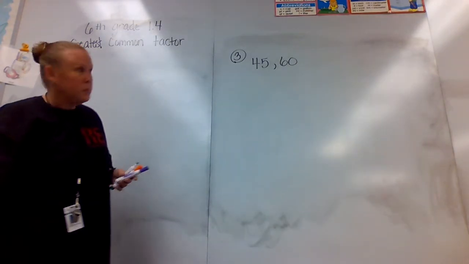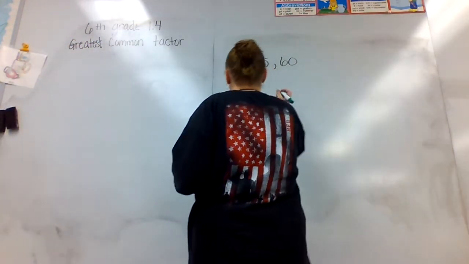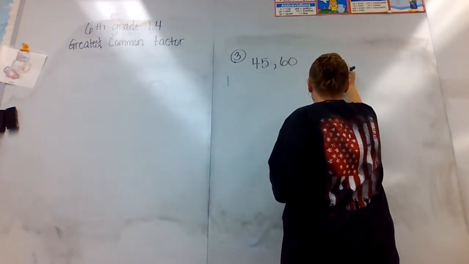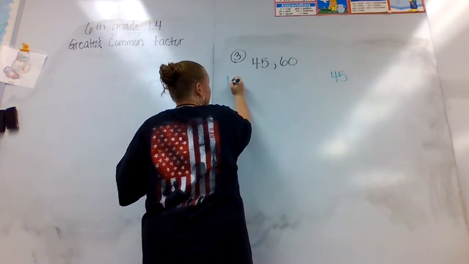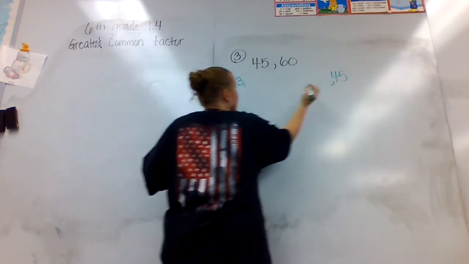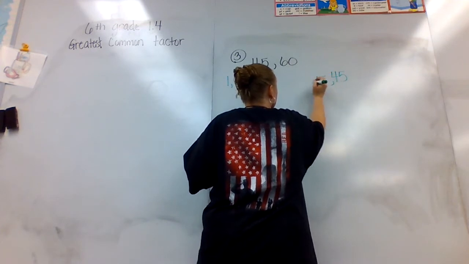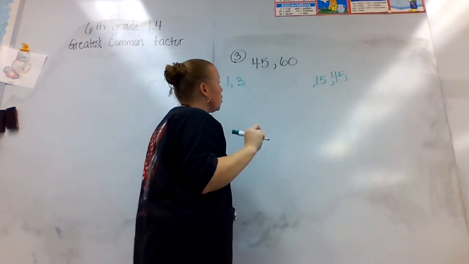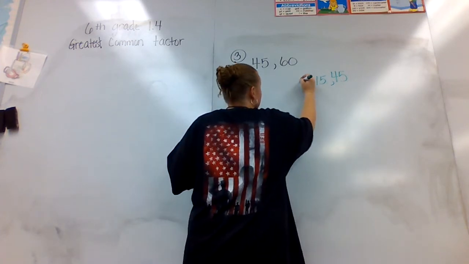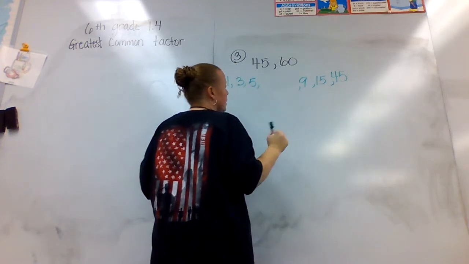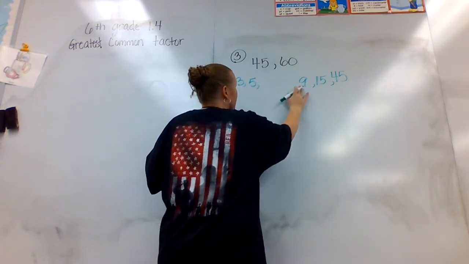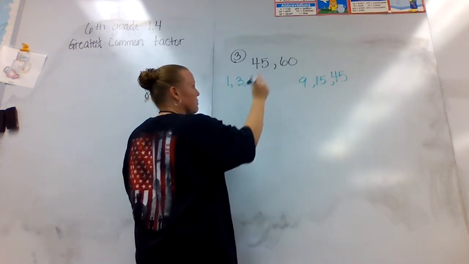Okay. Number 3 says 45 and 60. So we're going to do the same thing. Okay? 1 times 45. No 2. It's not an even number. 3 times 15. Not 4. 5. 5 times 9. No 6. 7, 8, and 9's there. So we're done. Okay? Sometimes you're just going to have that space.